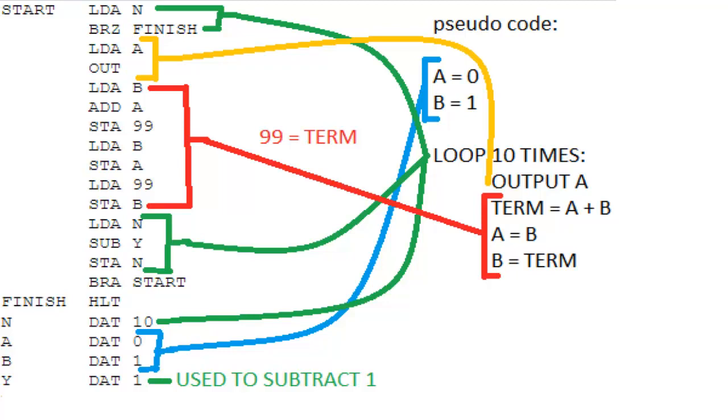At the top we check if n is 0. If n is 0, then it means the number of iterations we want are done. We count down from 10 by subtracting 1 from n each time. The other part is where a is output.